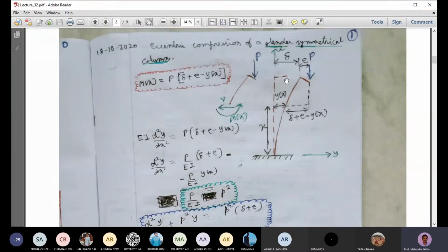Usually, we don't account for the deformation of the column, but here we are looking at the deflected column, and then we are finding out what is the moment at any point, and from there we are relating the moment with the deflection. So there is some extra moment coming due to this deflection, that is P into delta minus y of x. So on top of P, there is some extra moment P into delta minus y of x.